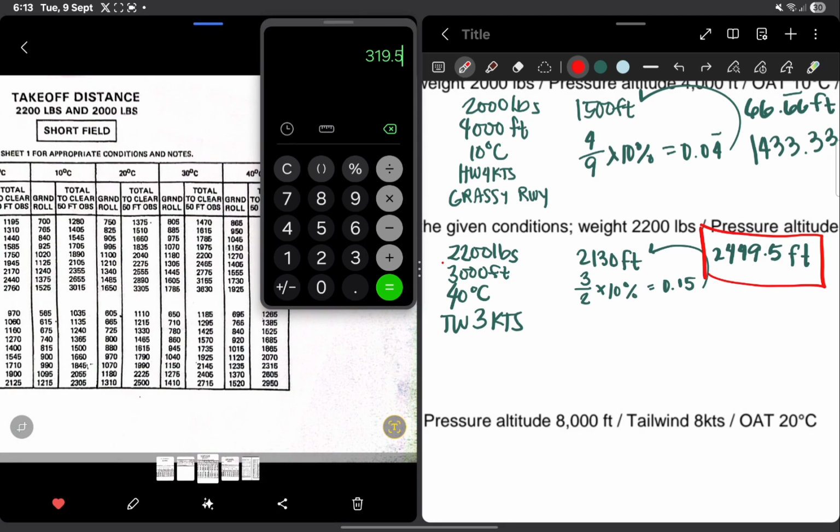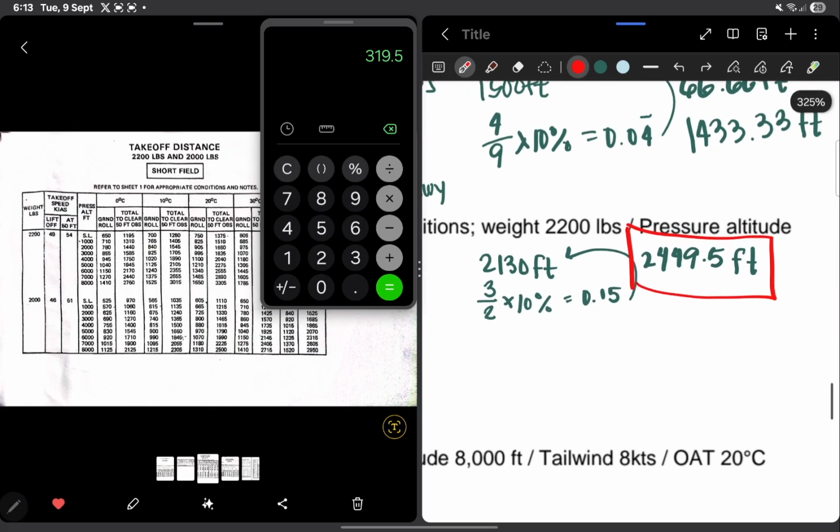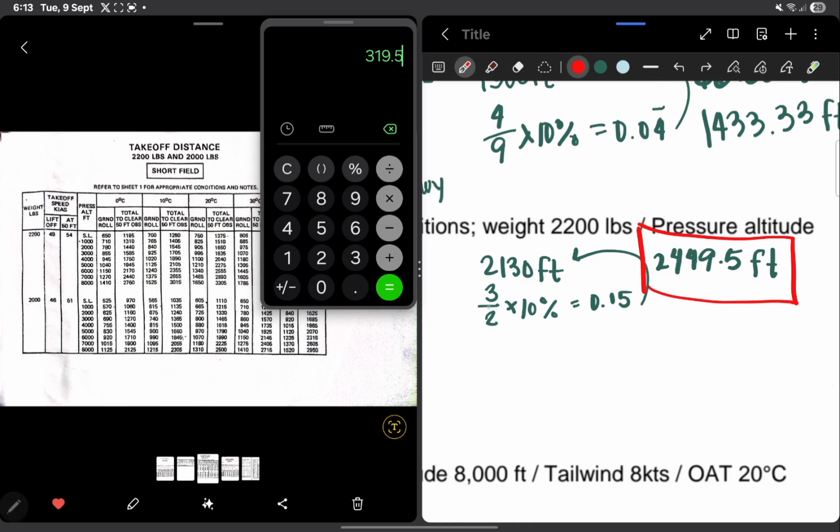Total to clear 50 feet obstacle. Next, we will add our tailwind, because for each tailwind, our distances increase. So we have 3 knots over 2 multiplied by 10% correction. We have 0.15. We multiply it by 2,130 feet, and then we increase our distance. So 2,130 plus the correction, 319.5. So this is what our answer is.